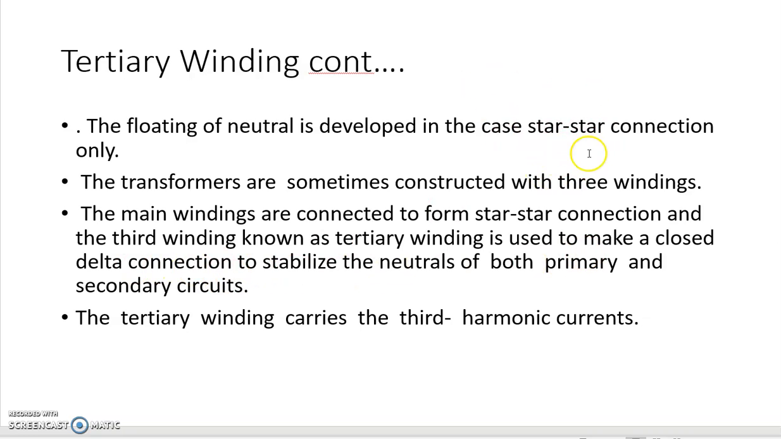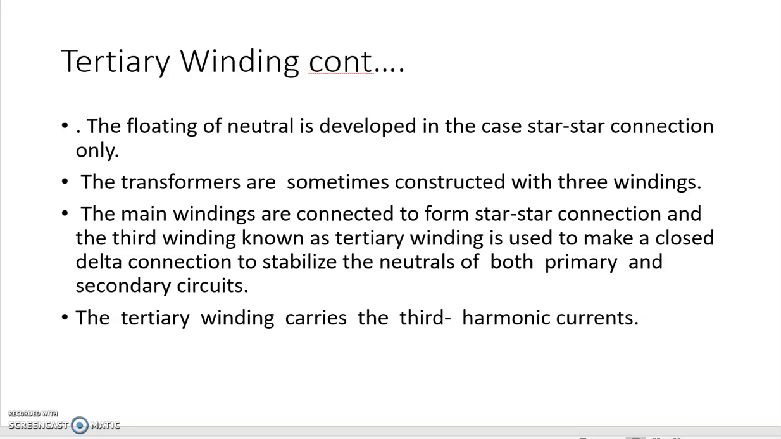So there will be neutrals in star-star connection, but we need to make a closed path to avoid the circulating current flowing in the circuit. So what we are going to do, we are going to make this closed path using this tertiary winding. So delta connection to stabilize the neutrals of both primary and secondary circuits. So the tertiary winding carries nothing but the third harmonic current. So we have discussed about it in the previous slides.